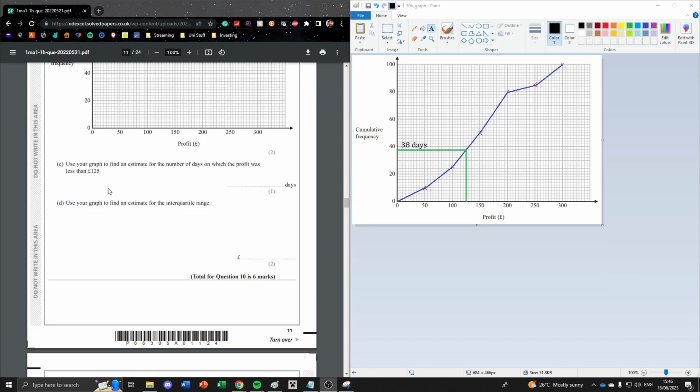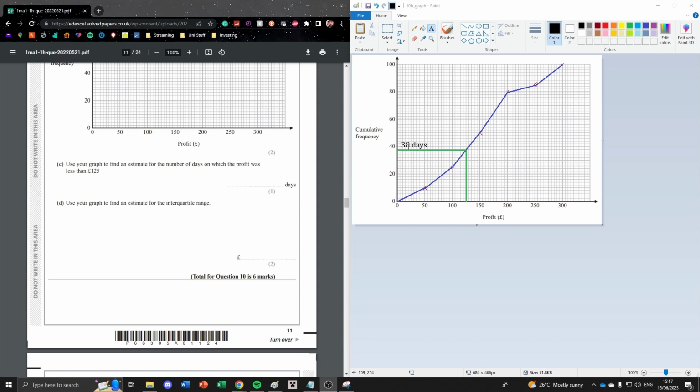So part C of question 10 is asking us to extrapolate data from a graph we've already got. So we're asked to use the graph we've just drawn to find an estimate of the number of days on which the profit was less than £125. So here we're looking at the part of the data sort of to the left and down of our £125 profit. And so we draw a straight line up from £125 to the graph, and then go across to find out what our cumulative frequency would be at that profit.